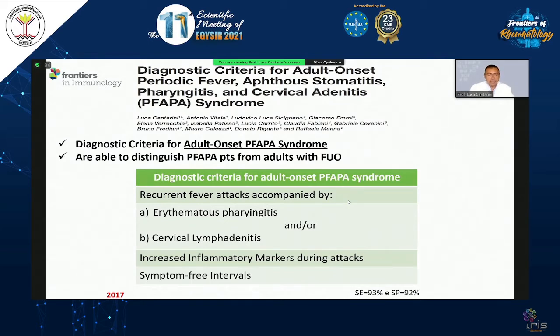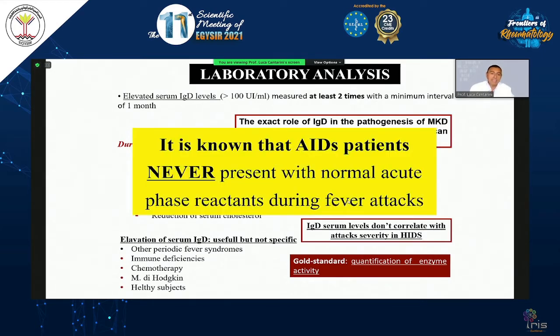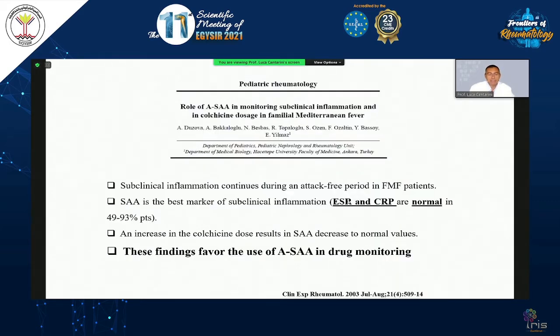Our criteria suggest that it is possible to diagnose PFAPA in adults when the patients present recurrent fever attacks with erythematous pharyngitis and or cervical lymphadenitis. It is mandatory the presence of increased acute phase reactants during attacks, and it is mandatory the presence of symptom-free intervals between attacks. Laboratory analyses are not useful for diagnosing autoinflammatory disorders, but we know that autoinflammatory diseases never present with normal acute phase reactants during fever attacks.